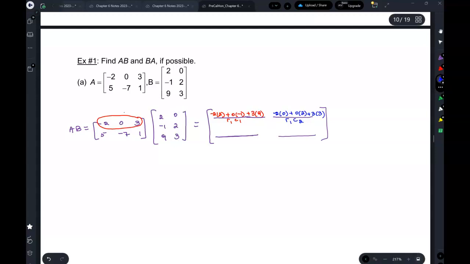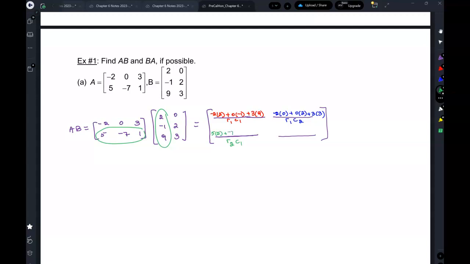Okay? Next, go down. I'm going to do this one, row 2, column 1. So I take row 2, column 1. Do you see how if you had these matrices in different order, you would not get the correct ones? So here I get 5 times 2 plus what? Negative 7 times negative 1 plus 1 times 9. Okay, so do you have to write it out like this every single time? Of course not, but I'm going to do it one time so you have a way to get back to it later.